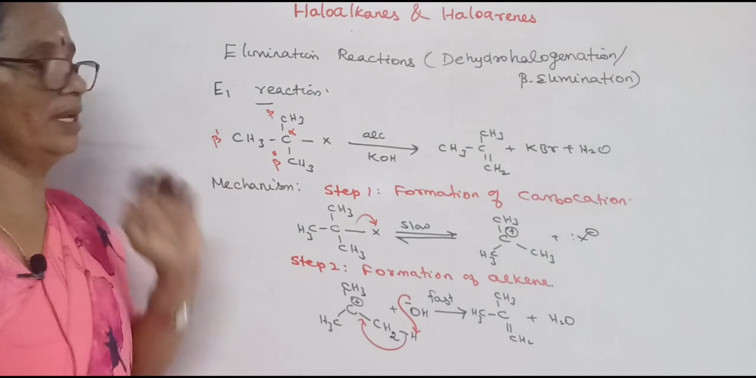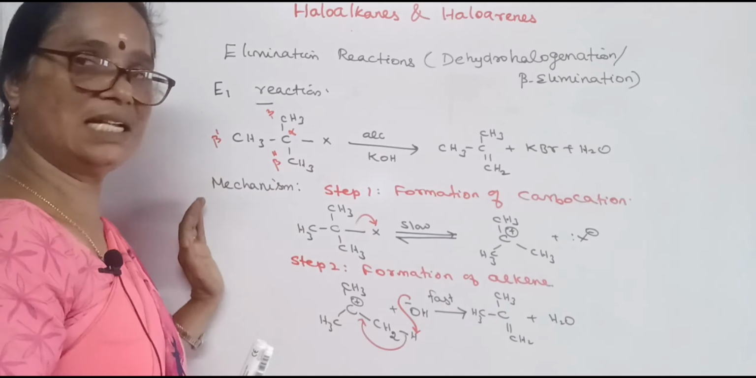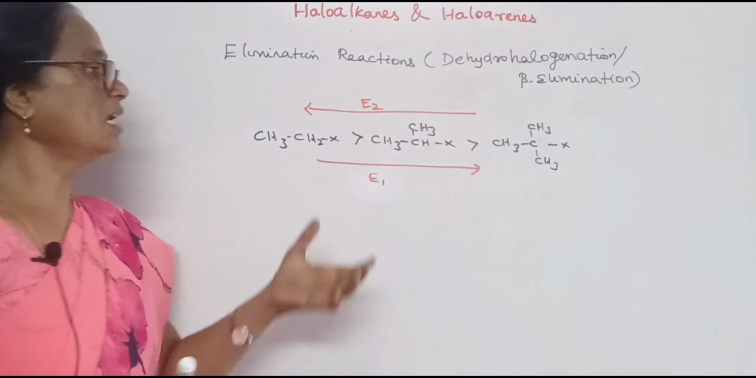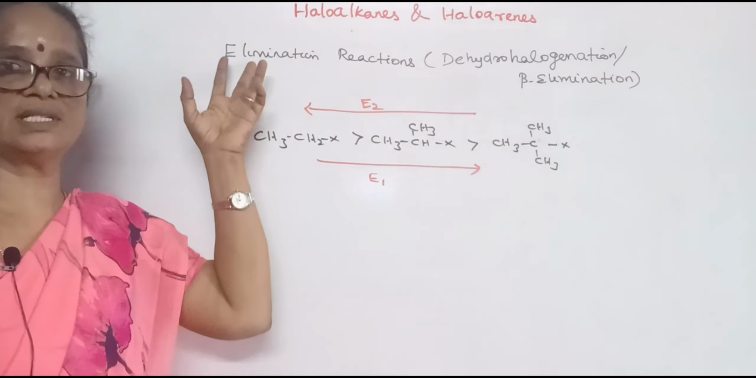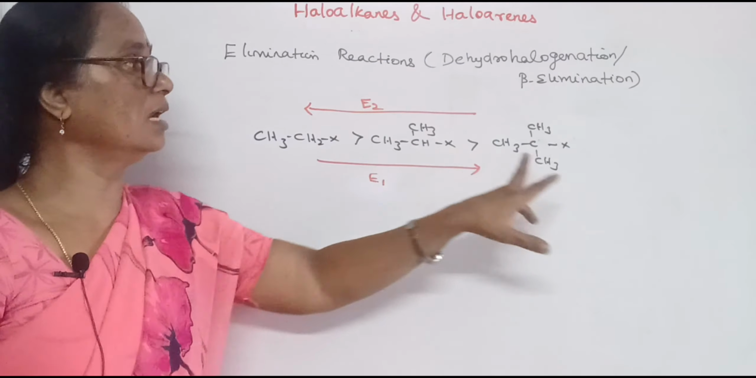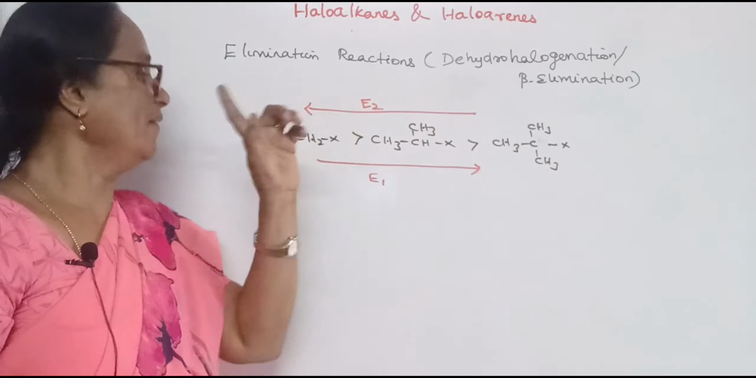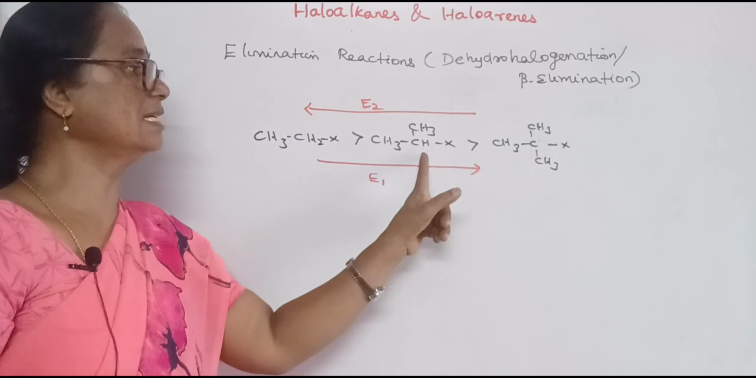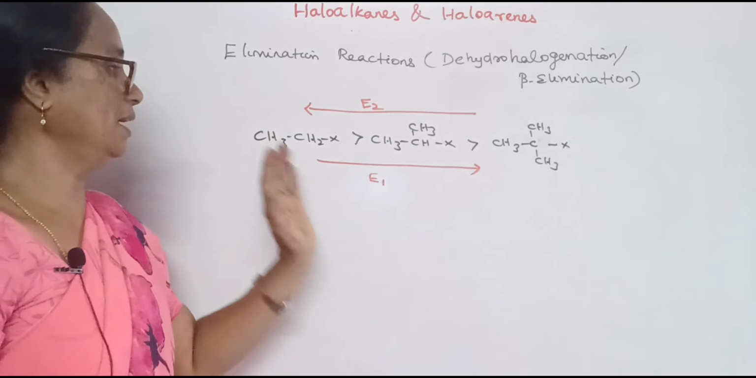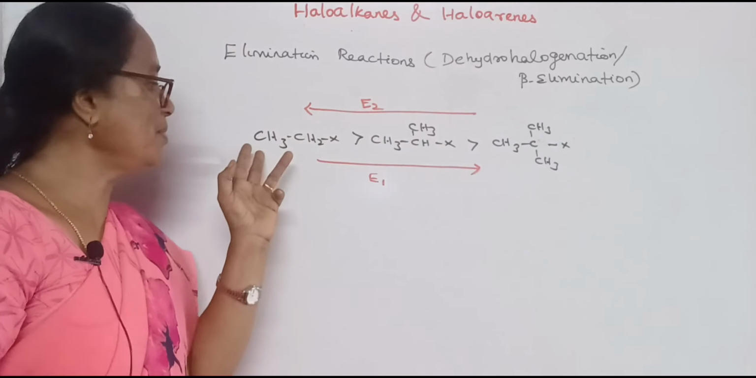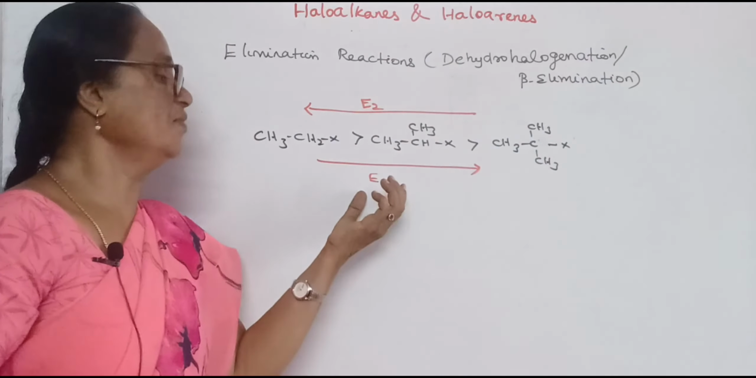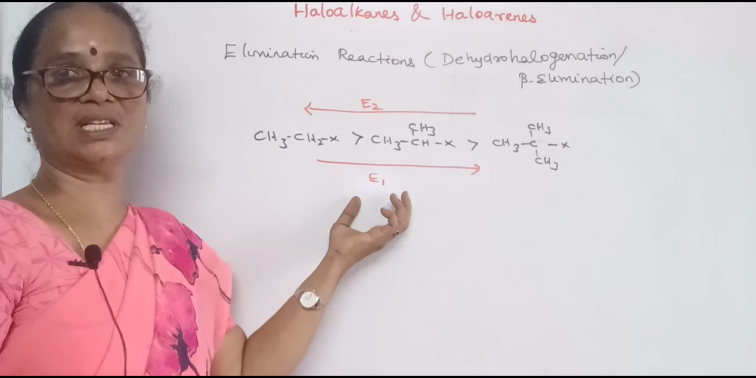Once again, the E1 reaction is favored by the tertiary alkyl halide, which is greater than secondary, which is greater than primary. The order of reactivity of alkyl halides towards elimination reaction can be given: primary alkyl halide, secondary alkyl halide, tertiary alkyl halide. When primary alkyl halide is greater than secondary or tertiary, that facilitates the E2 mechanism. But the reverse order, primary less than secondary, which is less than tertiary, is the direction in which the E1 reaction is facilitated.